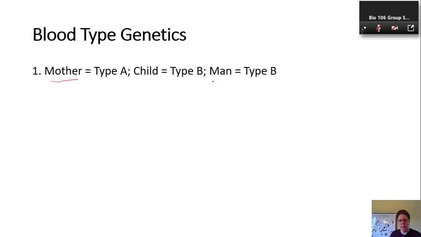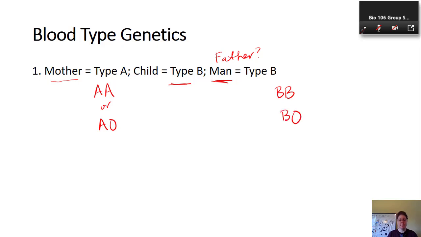So we have our mother and we have our man, or our father, prospective father, and we want to know, is this child likely to be this man's child? Right, so mom, she's A, so that means she's either AA or AO. He's B, he's either BB or BO.